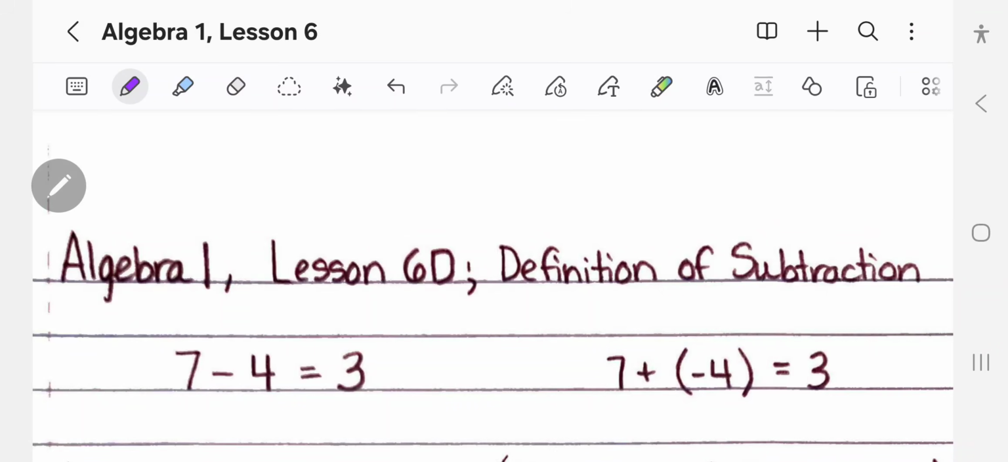This is Algebra 1, Lesson 6D, Definition of Subtraction. In the previous video, we handled a problem like this.